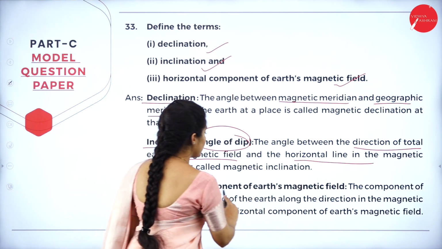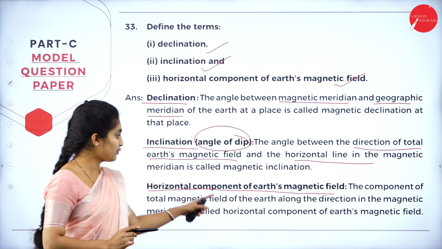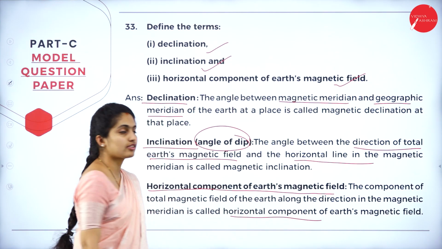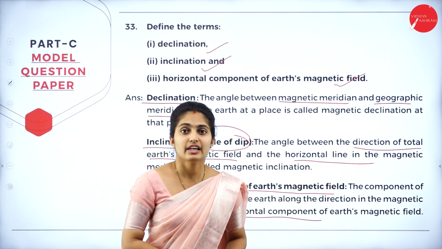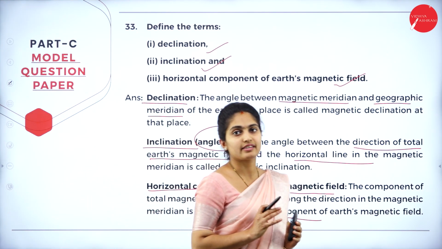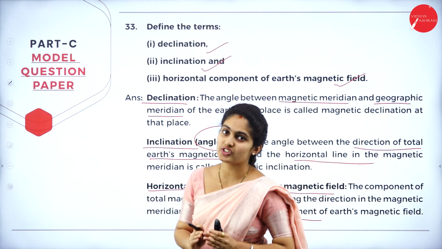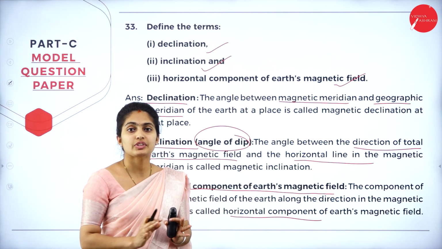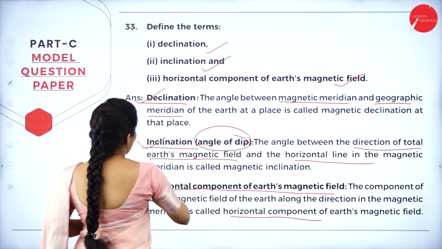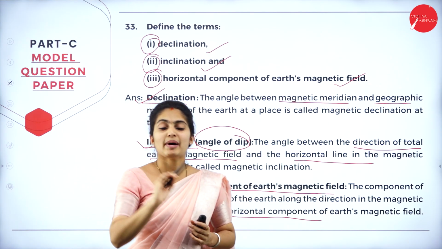Next is horizontal component of Earth's magnetic field. Again, the component of total magnetic field of the Earth along the direction in the magnetic meridian is called horizontal component of Earth's magnetic field. I hope you're noting down all this. This is very much important. Please study either the definitions given here or the definitions which your respective teachers have given. You will have to follow it up. So these 3 are the important terms which you will have to define from the chapter Magnetism and Matter.